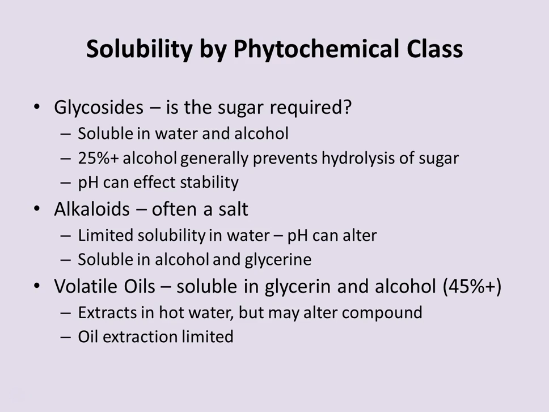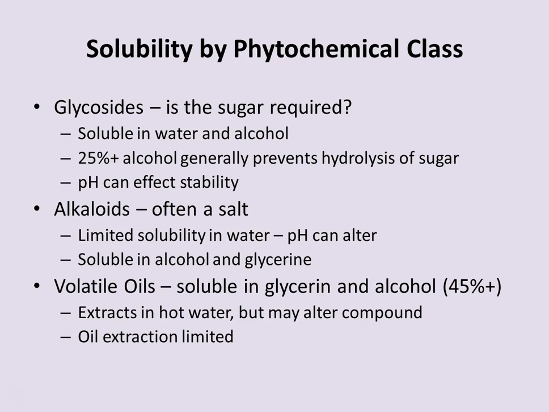Volatile oils, right, these are the ones that we would associate with what we can organoleptically detect in plants. These are soluble in glycerin and alcohol, 45% on up. They extract in hot water, but you may alter the compound. So some of these can be heat labile. So just because you can get more out using a certain process doesn't mean you're getting the parent molecule, that you haven't altered it.